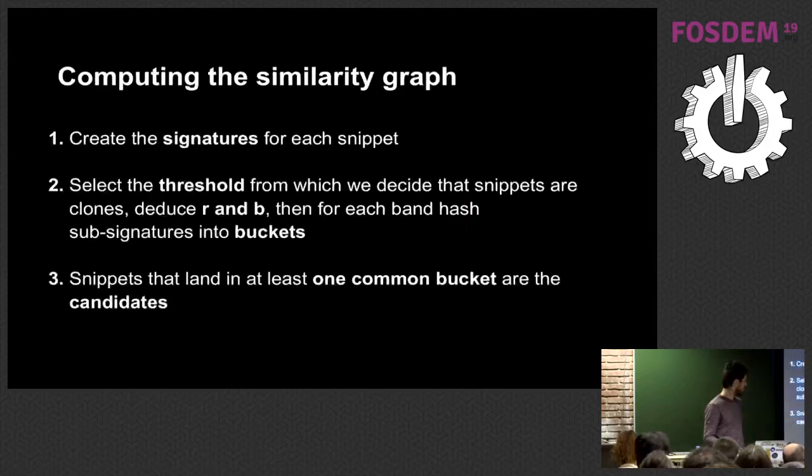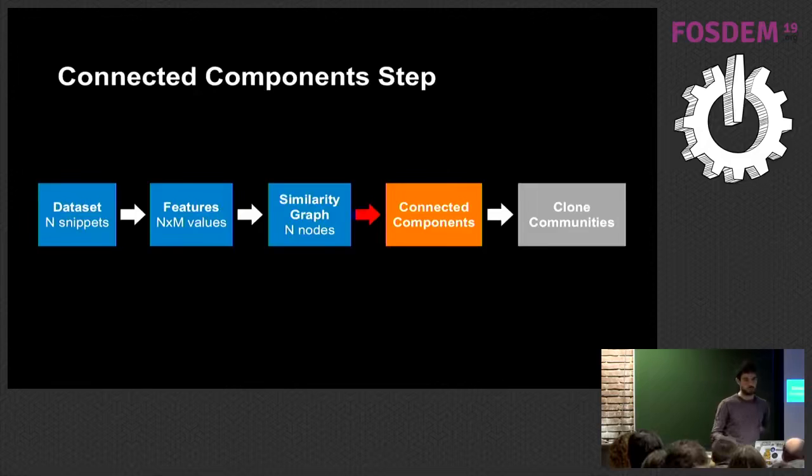Okay, so at the end of the day, this basically allows us to compute the similarity graph by simply creating signatures for each of these snippets, then selecting a threshold and deducing the constants R and B, and then hashing each sub-signature of each file and putting them into buckets. Any snippets that land in at least one bucket in common are going to be our candidate pairs, which theoretically are going to be over a certain threshold of similarity. So the next step is pretty straightforward. It's the extraction of the connected components.